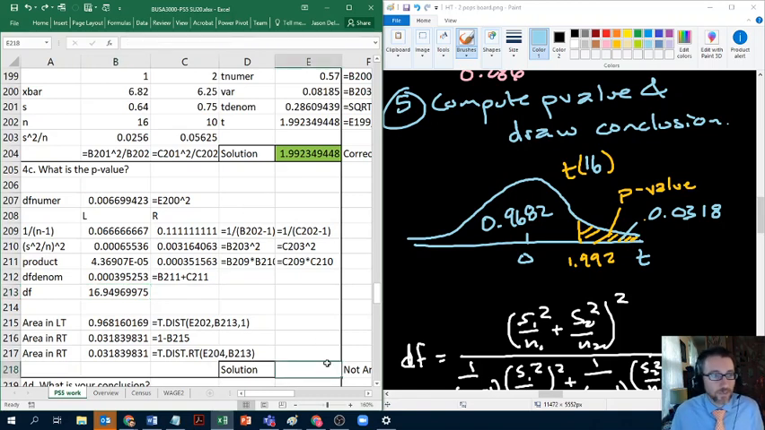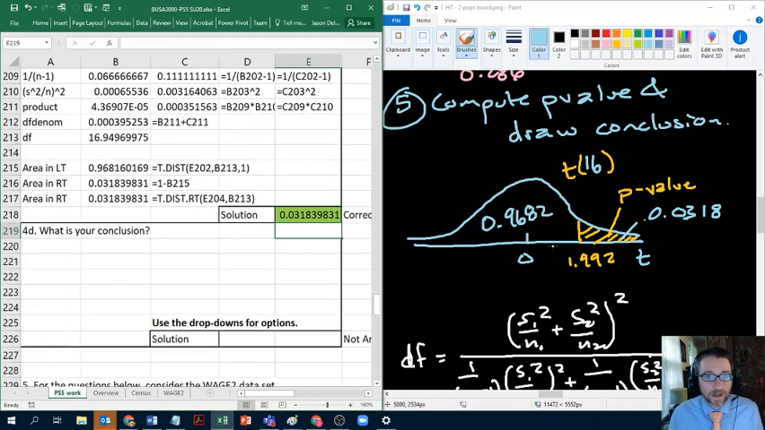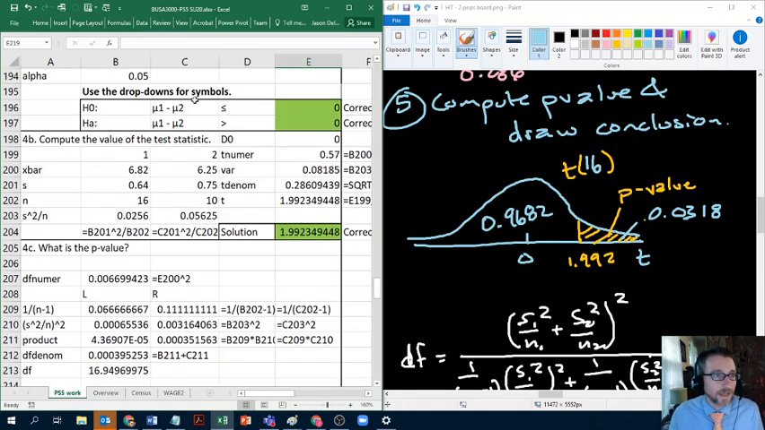All right, so right tail test, so the p-value should be the size of the right tail. Sure enough, that is correct. All right, so we're done with the first half of step 5, which is to compute the p-value. It's 3%. Now we have to draw the conclusion. Well, earlier we said that alpha was 0.05, right? That's this number right here.